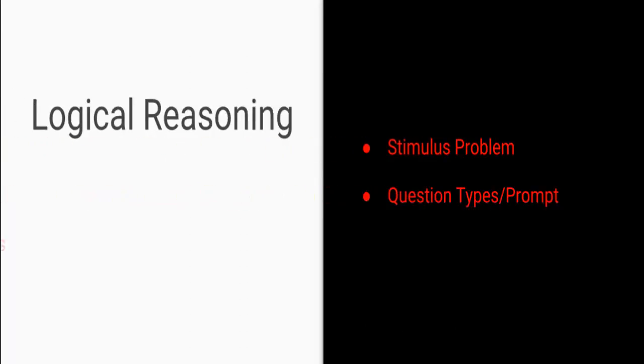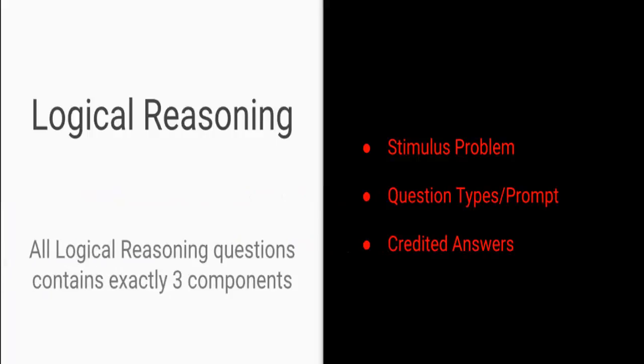In any logical reasoning question, you're going to have specifically three components. You're going to have the stimulus problem, you're going to have the question type, which we also call the prompt, and you're going to have the credited answer, or the answer choices. So let's go into specific detail of the different components.